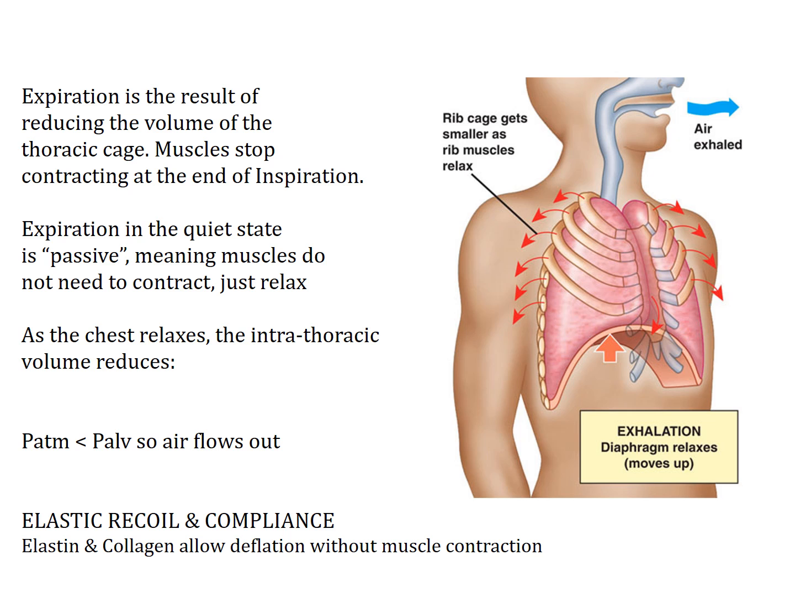As the diaphragm recoils back upward, the chest recoils back inward. Pressure inside the chest now exceeds atmospheric pressure, and air flows out. It's all about elastic recoil and compliance. Elastin and collagen proteins in the chest wall and the diaphragm allow that to happen. So again, at rest, we don't need to contract skeletal muscle. That can happen passively.